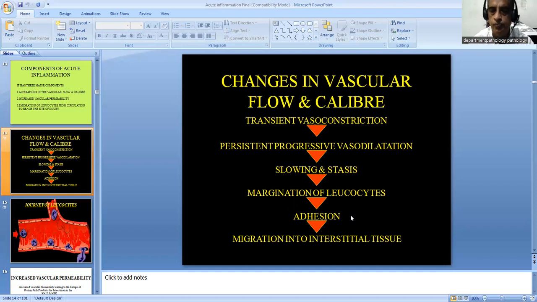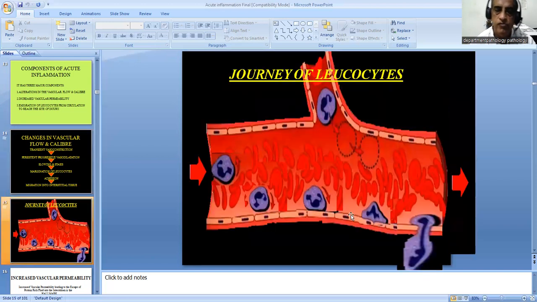So it proceeds in a very logical sequence. See, this is the journey of the leukocytes basically, like I said. Initially, they come here. This is the area that has become dilated. So it is coming from here or from here, they reach here.